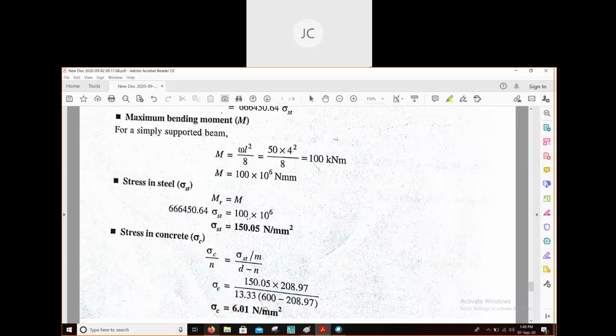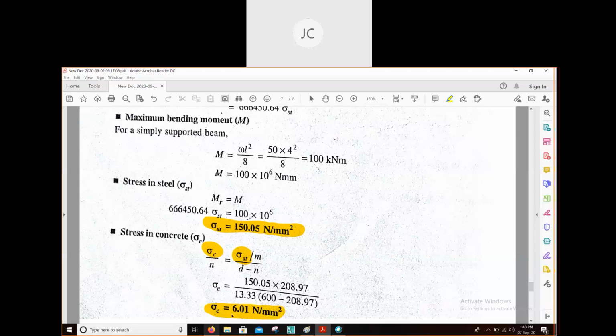Okay. So in the previous problem, we have solved up to this part. We have calculated sigma st and sigma c. One thing you have to understand: sigma st means the maximum or permissible stress developed in steel. Since in this equation we have used this maximum stress in steel, whatever value we get will be the maximum stress developed in concrete. This sigma c indicates the maximum stress developed in concrete.